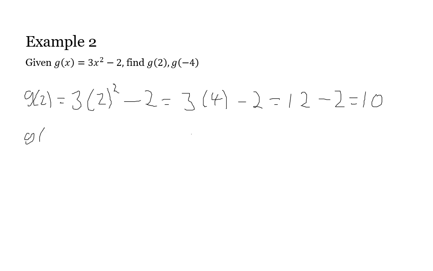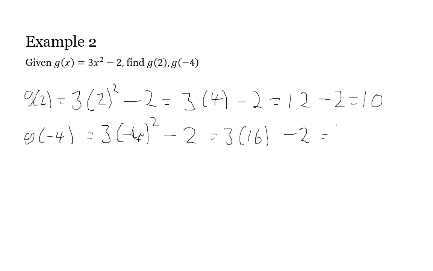Then the next is g of minus 4. Similarly, wherever we have x, we substitute minus 4. So 3, then we have minus 4 squared, minus 2. We start by computing the square. Minus 4 squared will give us 16, since it's just minus 4 times minus 4. So we have 3 times 16 minus 2. And 3 times 16 will give us 48, minus 2, which is 46.